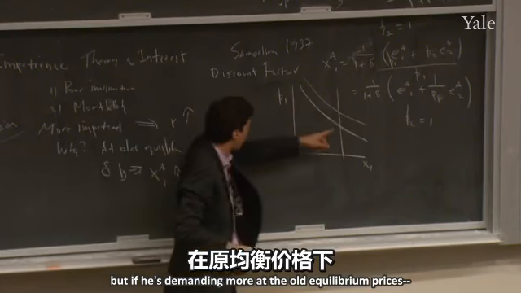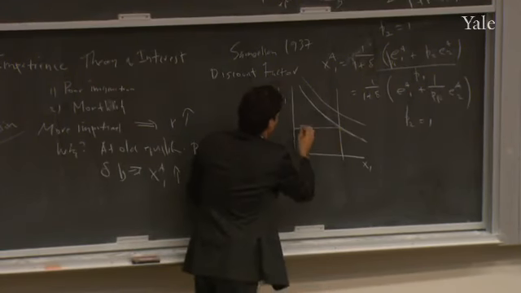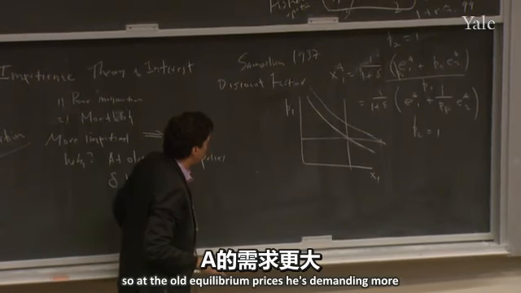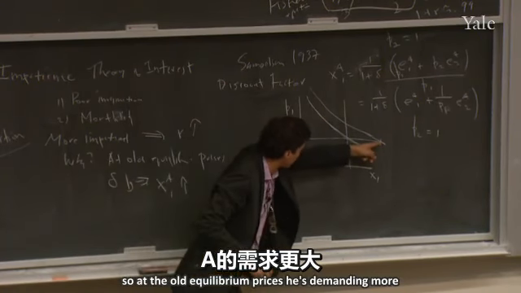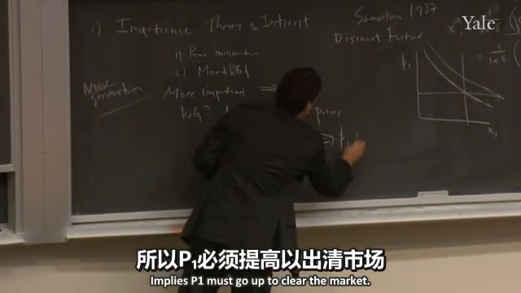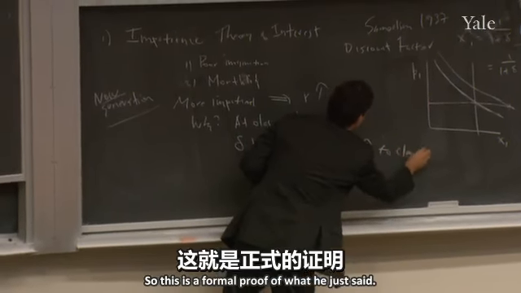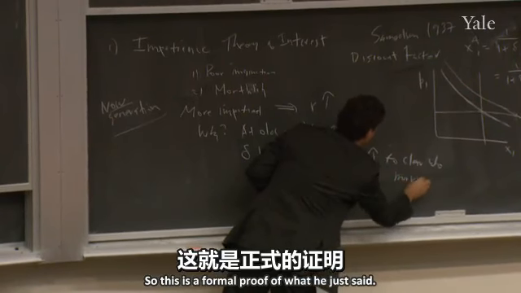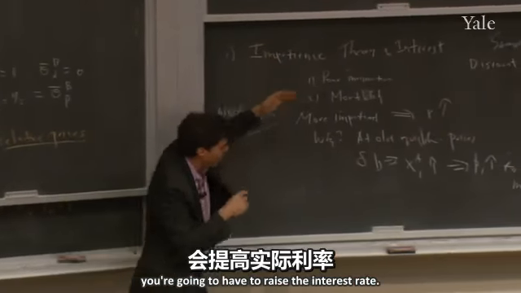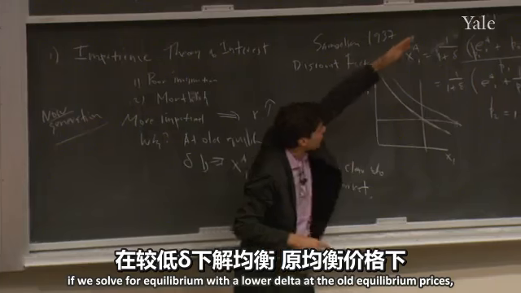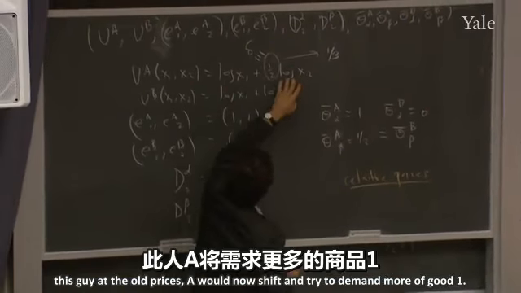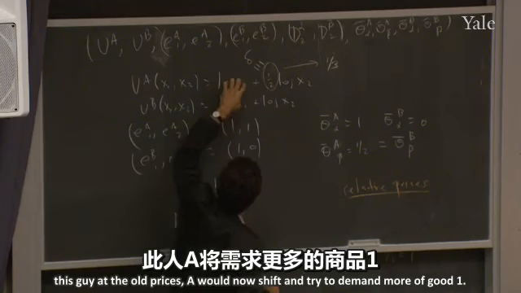But if he's demanding more at the old equilibrium prices, the only way to clear the market is to raise P1. P1 must go up to clear the market. So this is a formal proof of what he just said. The common sense may be enough for you: if you care less about the future, to get anybody to save you're going to have to raise the interest rate. To say it formally, if you resolve for equilibrium with a lower delta, at the old prices A would now shift and try to demand more of good 1.